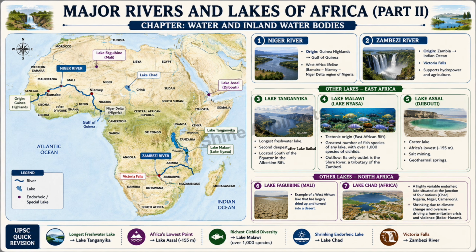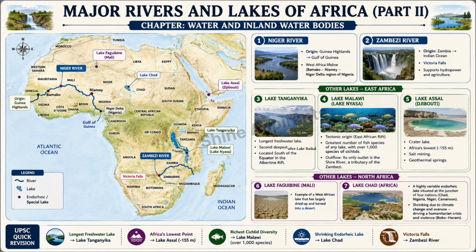African lakes. Lake Tanganyika, East Africa. Longest freshwater lake in the world. Second deepest lake in the world, after Lake Baikal. Located south of the equator in the Albertine Rift. Lake Malawi, Lake Nyasa. Tectonic origin, formed by East African Rift. Greatest number of fish species of any lake, over 1,000 species of cichlids. Only outlet is the Shire River, tributary of Zambezi.